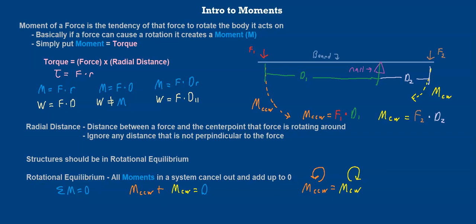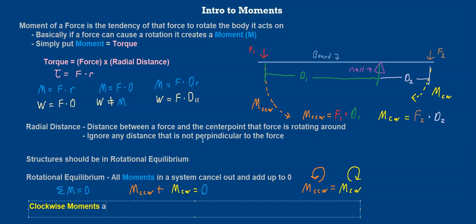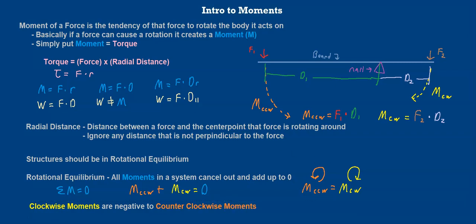And if you think about it, since these moments go in opposing directions, we can say that they are negative to each other. So we can even write that out for ourselves. We can say clockwise moments are negative to counterclockwise moments. And if you think about it, that makes sense. If they're going in opposing directions, one would be negative to the other in the same way that an upward force can be canceled out by a downward force, assuming that they're equal. But instead of up and down, these are rotating, and so we're looking at the rotational direction instead.